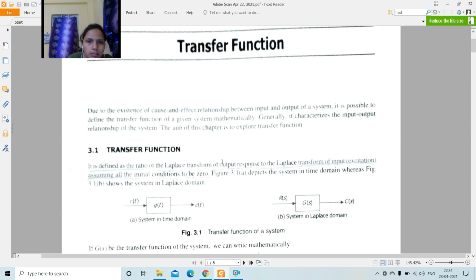So after studying this portion, we can know about the cause and effect relationship between input and output of a system, and by knowing that we can know the transfer function of a system mathematically. We can define the transfer function mathematically. Then mainly we have to explore the transfer function.